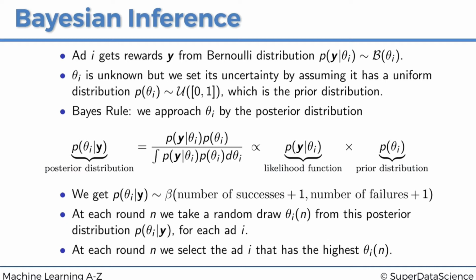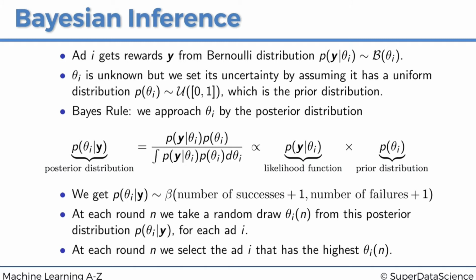And then the second assumption, a less strong assumption than the first one, which is the strongest assumption, is this second line here, and that is that we assume that theta i has a uniform distribution, which is the prior distribution. And then we use the Bayes rule to get the posterior distribution, which is p(theta i | the rewards that we got up to round n). And so by using Bayes rule, that's how we get this beta distribution in this step 2 here.